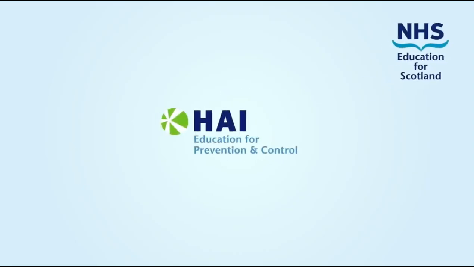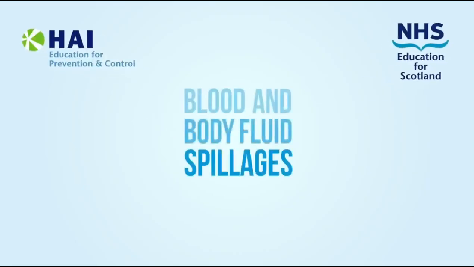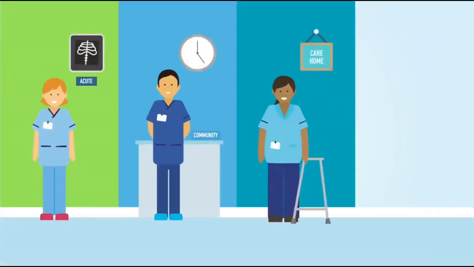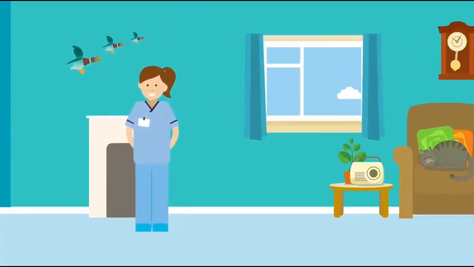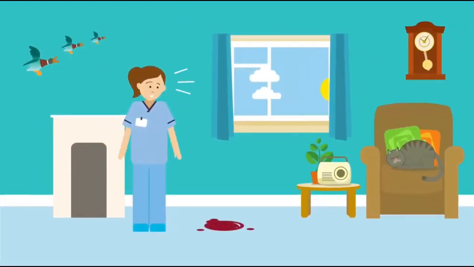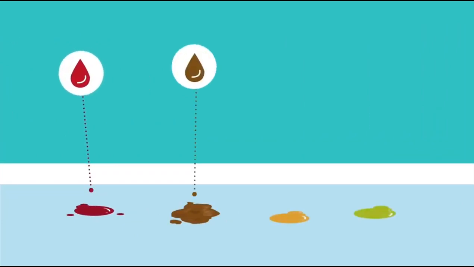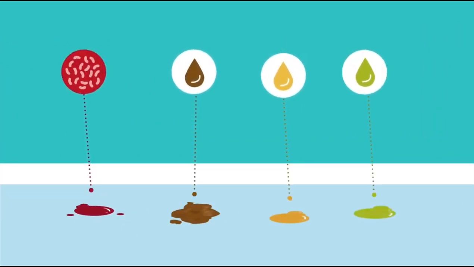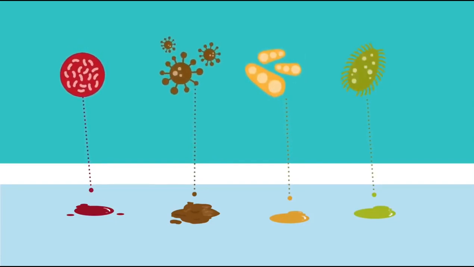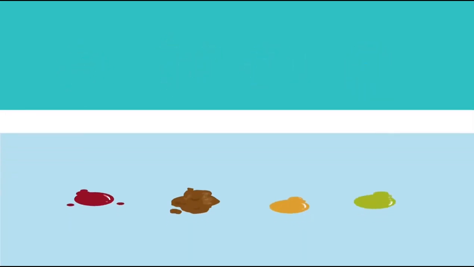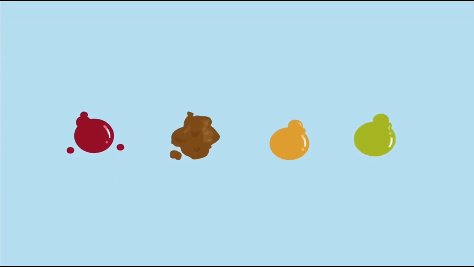Healthcare associated infections. Blood and body fluid spillages. For healthcare staff working in acute, community, care home and residential settings, dealing with blood and body fluid spillages can be a regular and challenging occurrence. Body fluids, including blood, faeces, vomit and sputum, are considered to be potential sources for blood-borne viruses, for example hepatitis B or other microorganisms. It is therefore vital that all spillages of blood and body fluids are cleaned up as soon as possible, and contaminated surfaces are disinfected immediately.